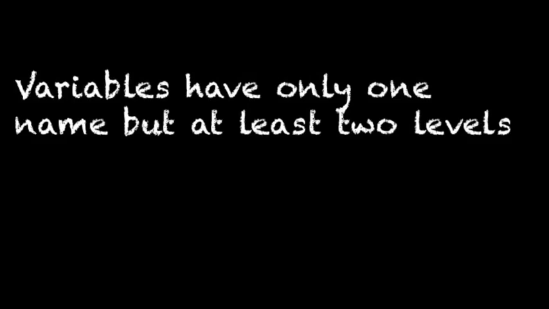It's also important to distinguish between names and levels. A variable has only one name, but each variable has at least two levels. Levels are the quantity that we're measuring, and the variable name is the thing being measured. For instance, the variable gender has two levels. The variable money earned can take any positive value. The variable day of the week has 7 levels, and there are tons of examples.